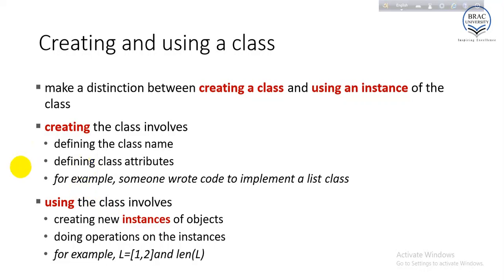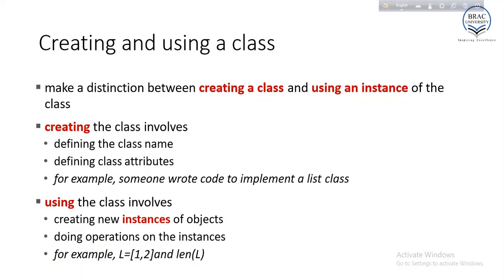For creating a class, we have to define the class name, the class attributes, and also we have to write the methods. For example, someone wrote code to implement a list class. So now we are just using the list class. For using any class, we have to create instances or objects. So when we create a list, we are simply creating a new object of the list class, and we can also do various operations on the instances.